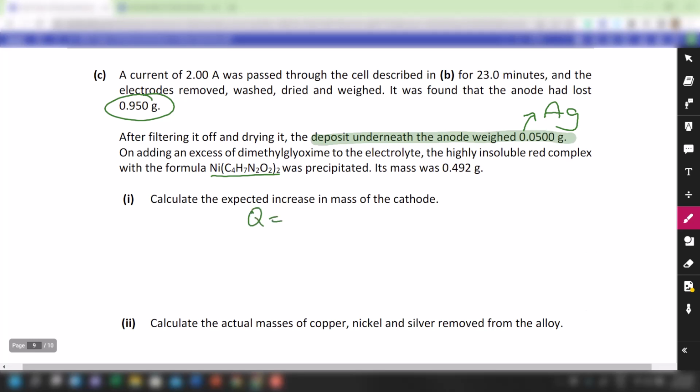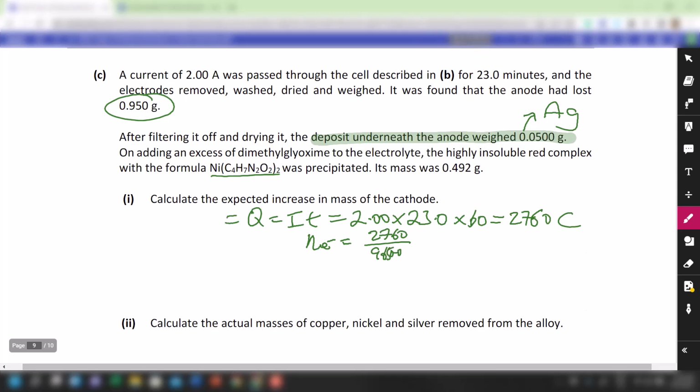So Q equals I times t, which equals the current, 2.00, multiplied by the time, 23 minutes multiplied by 60. So I'm going to get 2760 coulombs. Then the number of moles of electrons transferred, in the reduction of copper 2 to copper, is equal to 2760 divided by 96500. I'm sure you know where this came from, because the charge is also equal to the number of moles of electrons transferred multiplied by the Faraday constant.